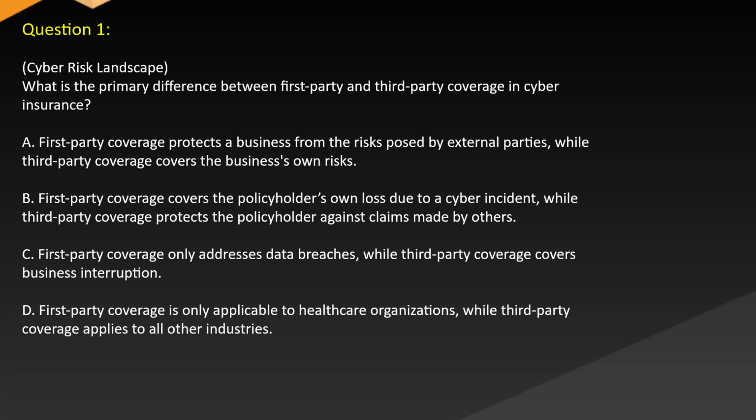Question 1. Cyber risk landscape. What is the primary difference between first-party and third-party coverage in cyber insurance? A. First-party coverage protects a business from the risks posed by external parties, while third-party coverage covers the business's own risks. B. First-party coverage covers the policyholder's own loss due to a cyber incident, while third-party coverage protects the policyholder against claims made by others.